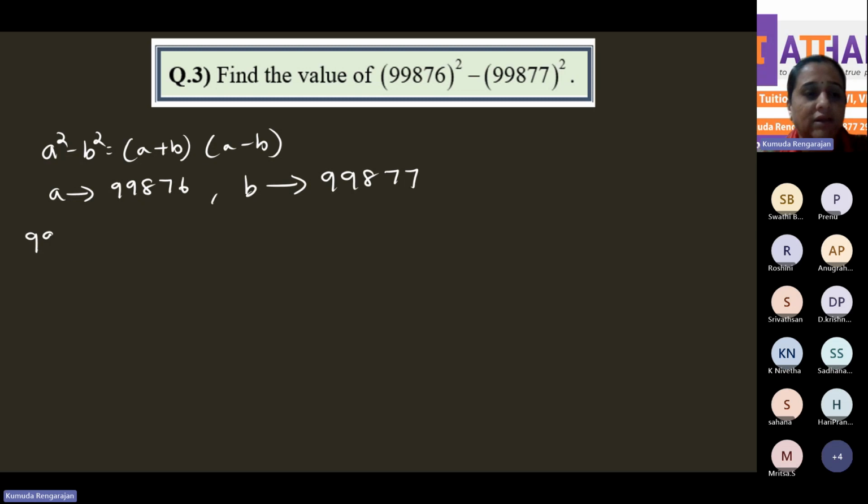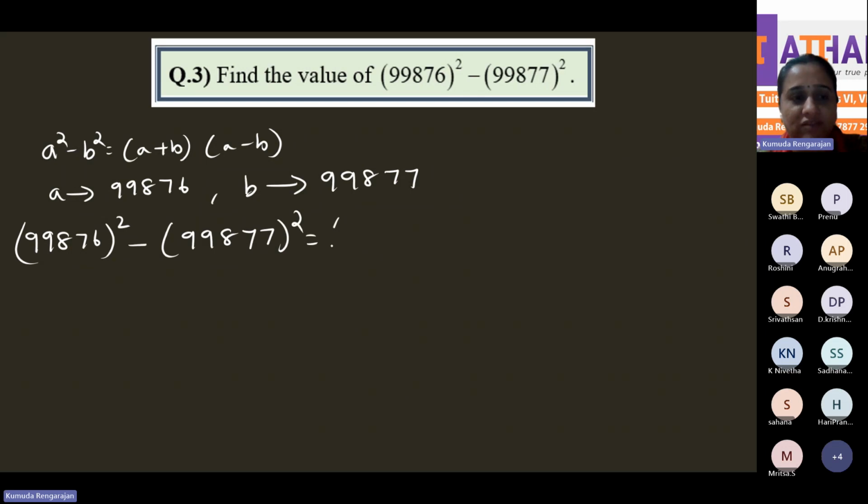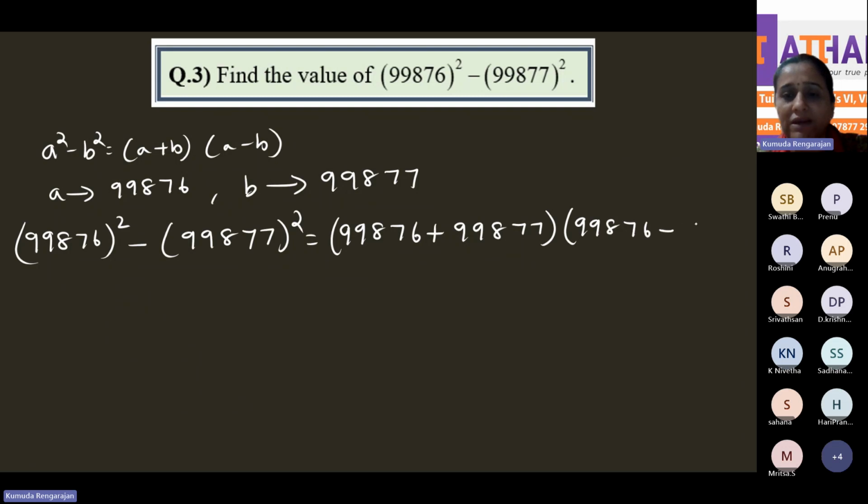So 99876 the whole squared, which is a squared, minus 99877 the whole square, which is b square, is equal to a plus b, 99876 plus 99877, into a minus b, 99876 minus 99877.